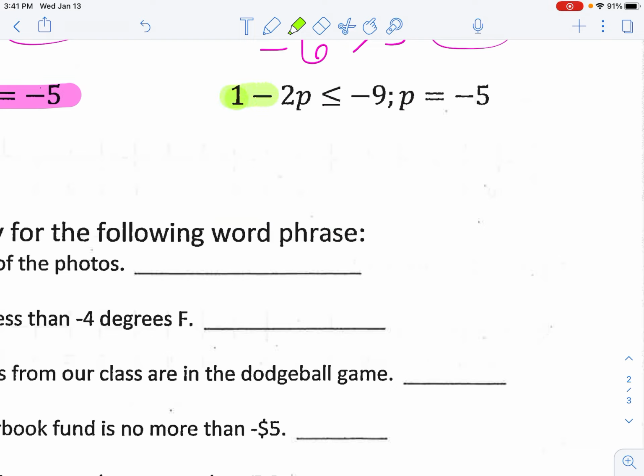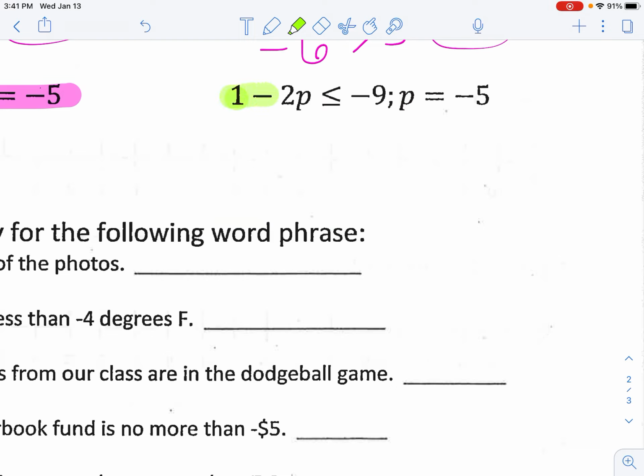The temperature is less than -4 degrees Fahrenheit. So I'm going to use T for temperature. The temperature in that one clearly says is less than -4, so that one's pretty clear cut.